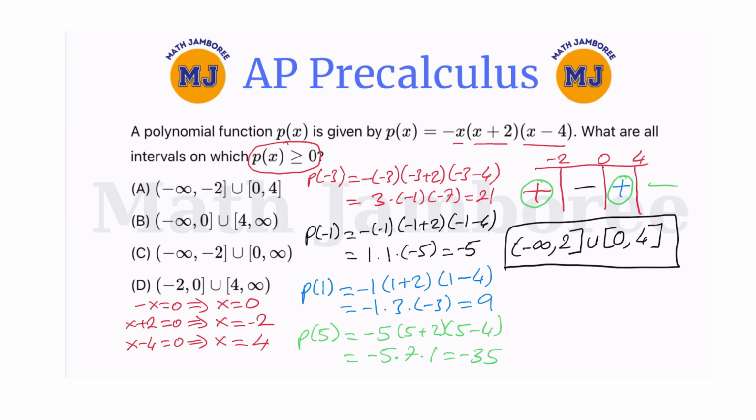When you look at the choices, this is negative 2, by the way. I didn't put a negative sign for that. If you look at the choices, choice A is what we're looking for. Choice B is not the answer, neither C nor D. So the correct answer for this question is choice A.